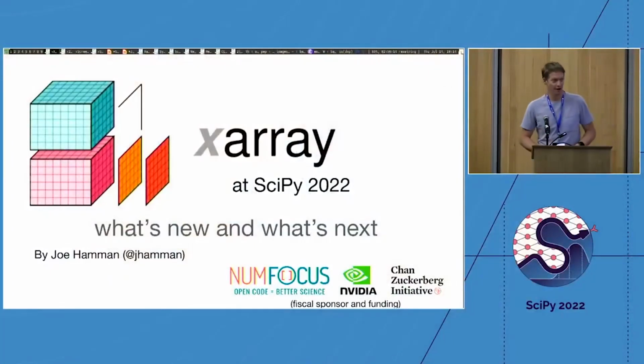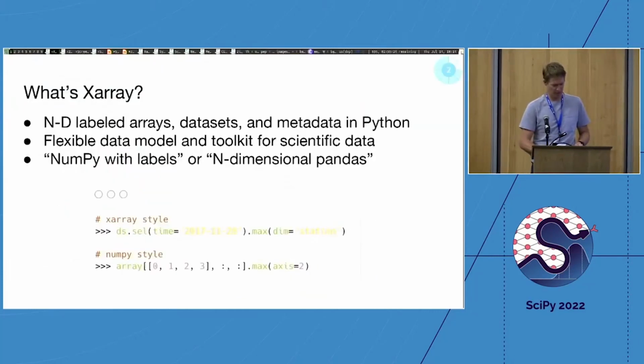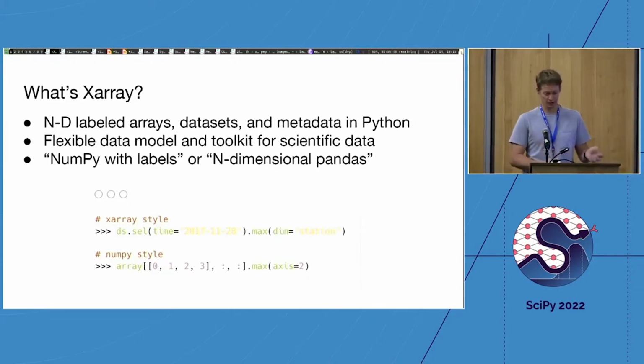Great. Okay. Hi, everyone. Joe Hammond. I'm going to talk about what's going on with Xarray. So what's Xarray, really quickly? It's a Python package that does N-dimensional arrays, datasets, and metadata. You can think of it as a flexible data model and toolkit for working with scientific data. You can also think of it as NumPy with labels or N-dimensional pandas. You can see the different syntax for how you might do a time selection between Xarray and NumPy here.